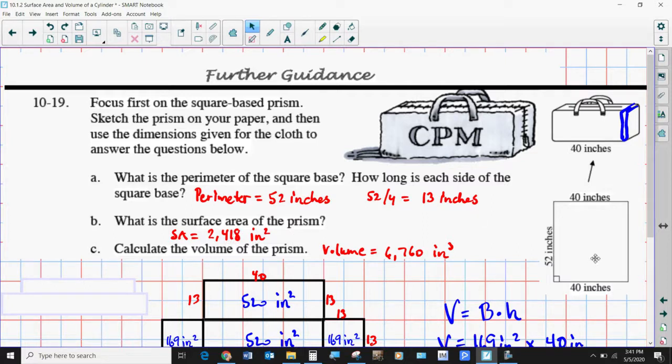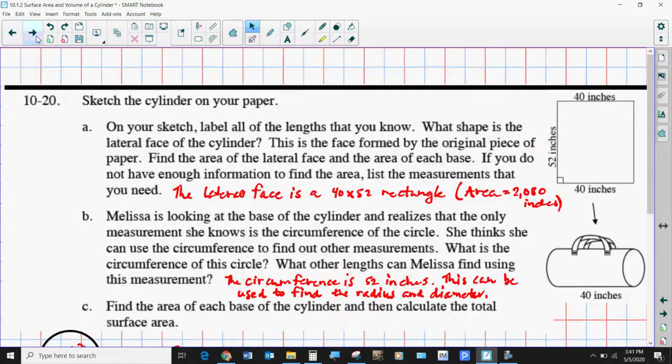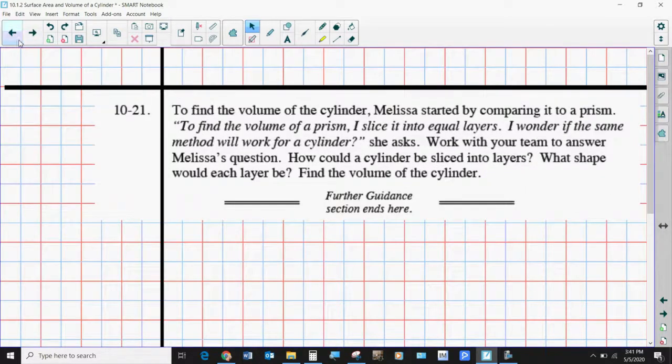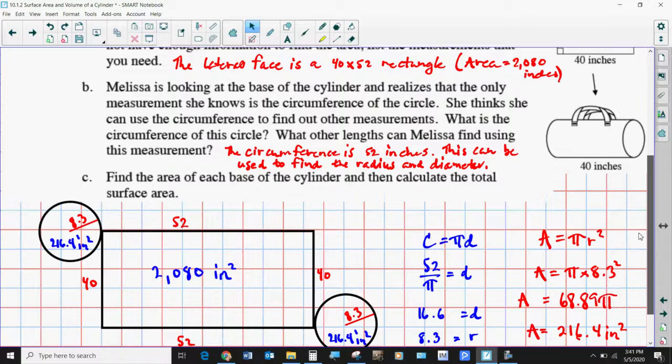So it's going to require a little bit more area. While the rectangular faces, the lateral face, is the same area for both, the fact that we had a circle for our bases on the cylindrical bag means a slightly higher total surface area for the gym bag that's the shape of a cylinder. All right, now let's get to the volume.